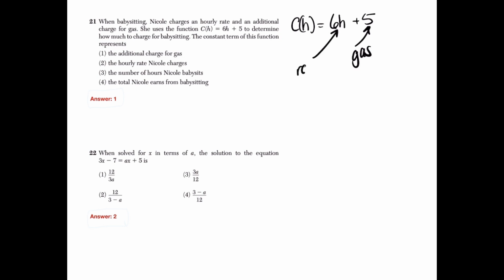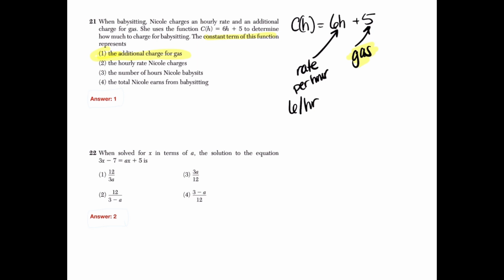And this is a rate per hour. So $6 per hour is what I'm seeing here. And the question is asking us to determine what the constant term represents. That's all they're asking us. What is that constant term, which is what we figured out. That's the gas that she's paying. So that would have been 1.